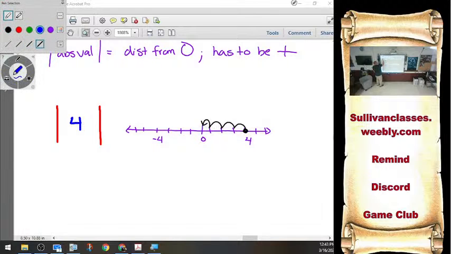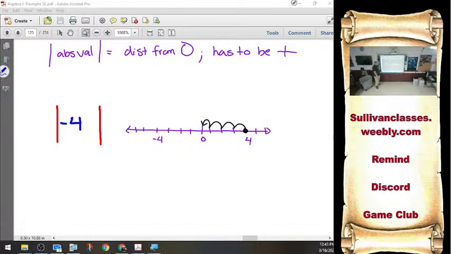But how far away from 0 is negative 4? 4. Also 4. Okay, 1, 2, 3, 4 units. So that means we are going to start graphing these now. And it just means we got to keep that concept in mind that when I come out of the absolute value brackets, it has to be positive.